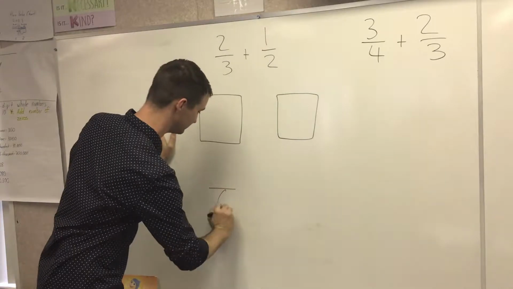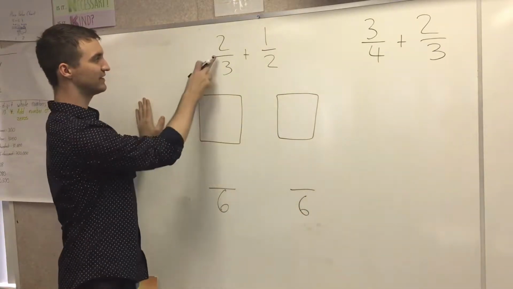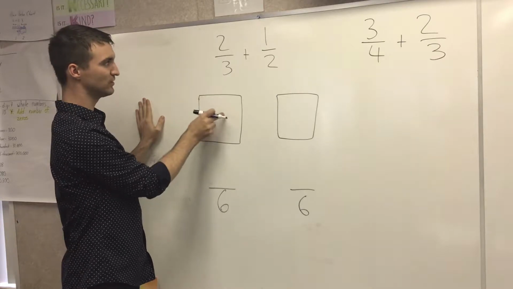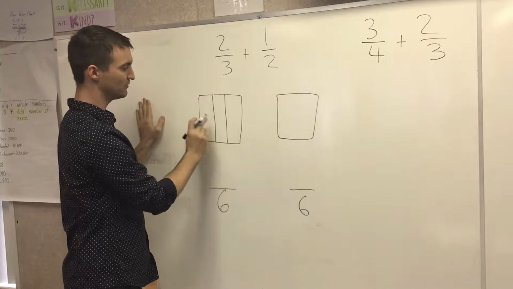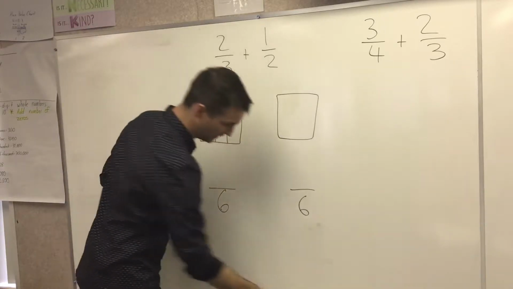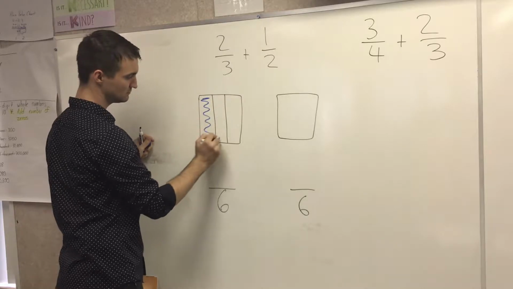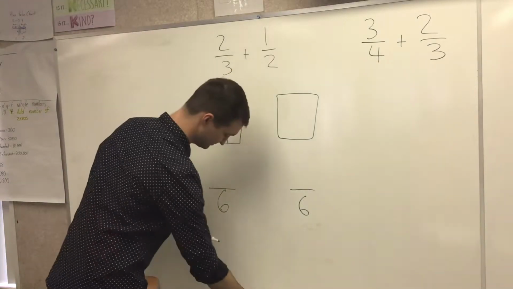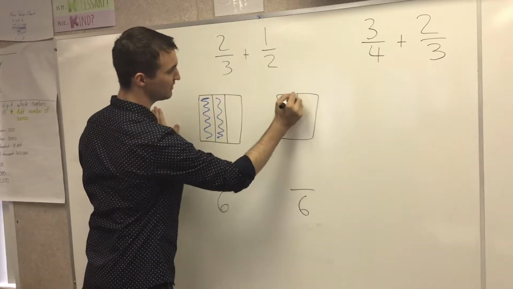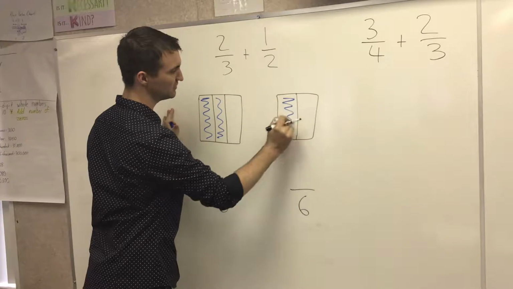6. Excellent. Now, what I can do is I can basically create this with 2/3 shaded in. So I'm going to draw 2 lines here, and now I have thirds, 1, 2, 3. And I'm going to shade in 2 of them. Okay, and I'm going to go over here and start with my 1/2. I'm going to draw a line right down the middle, and I'm going to shade in half of it.